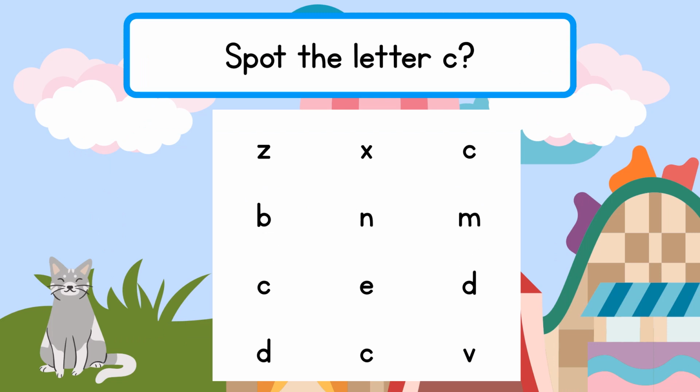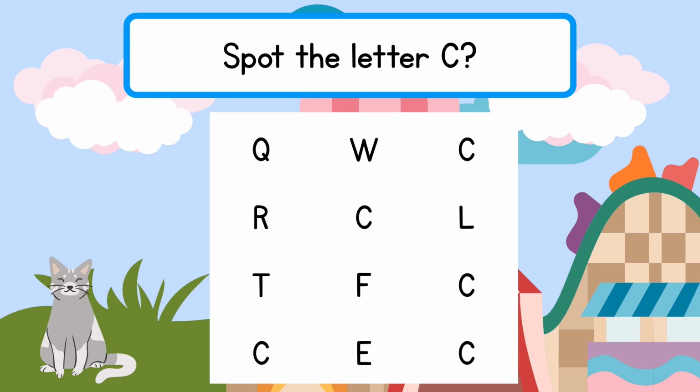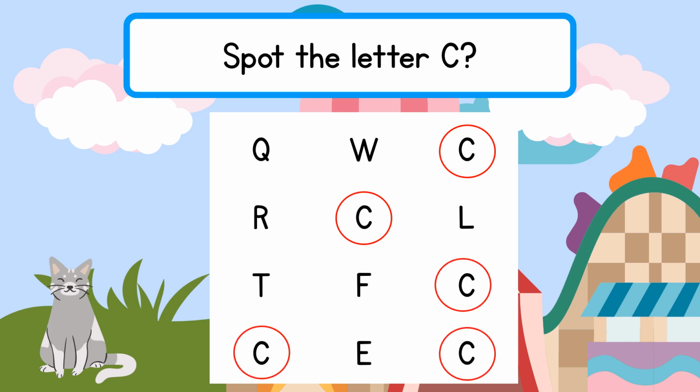Now, can you spot the letter C? The small letter C? Small letter C, another one, and another one. These are the small letters C. Good job. Can you spot the big letter C? Big letter C. Good job, children.